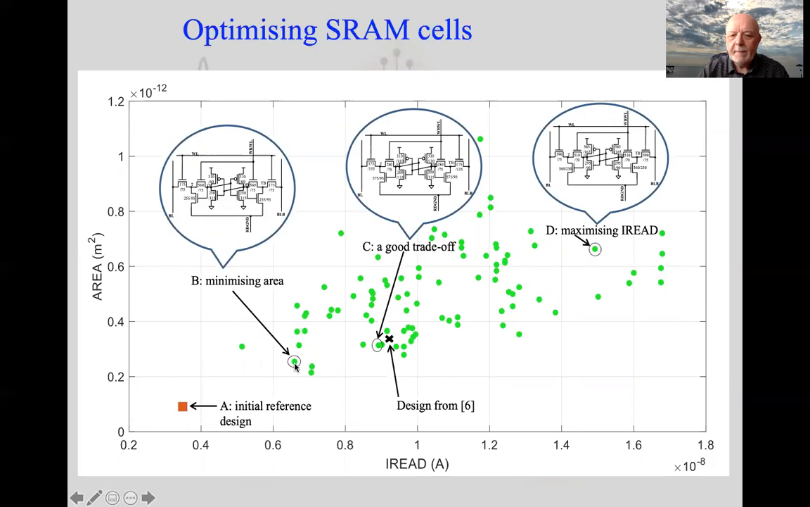So this option here is close to minimizing the area, but you'll see it's not got such a high read current. Whereas this one up here maximizes the read current, but it's got a bigger area. And this is where the conflicting parameters come in. So depending on where you want your design, what you're actually looking for your design to do, whether it's maybe a maximum read current or whether it's minimizing area, you could pick one of these designs.